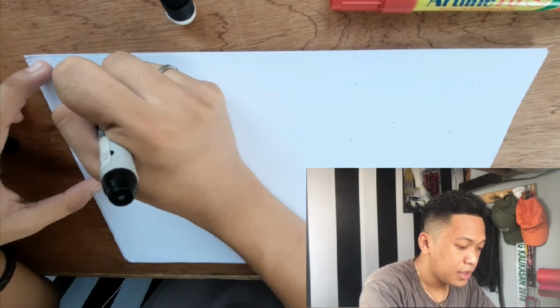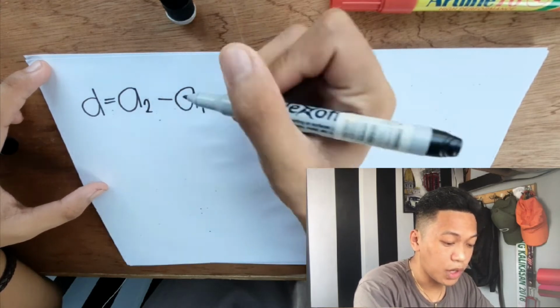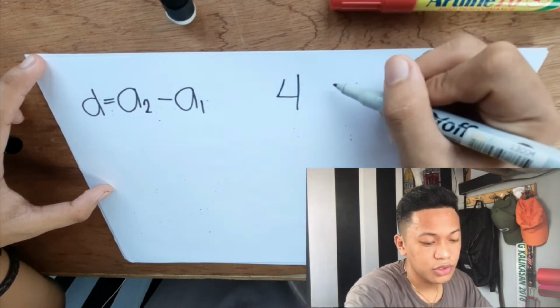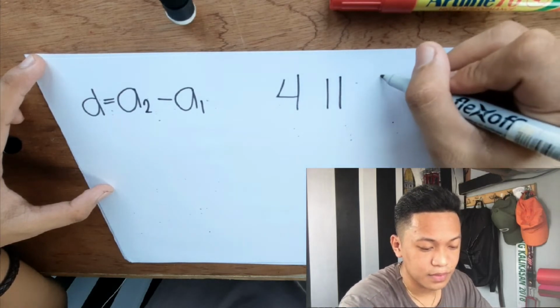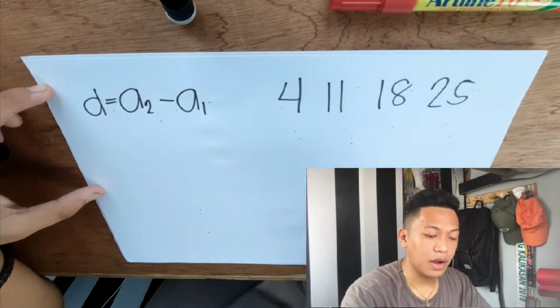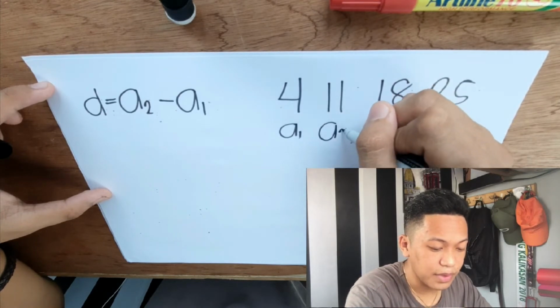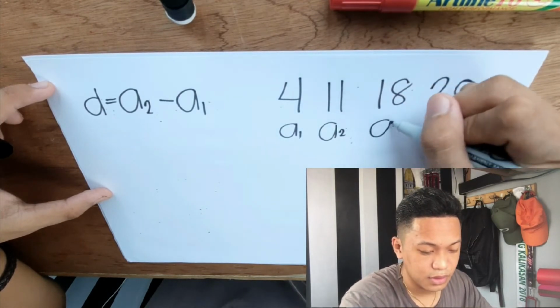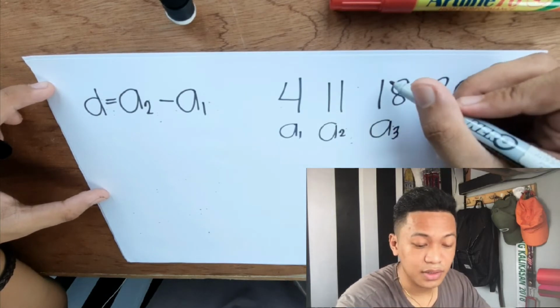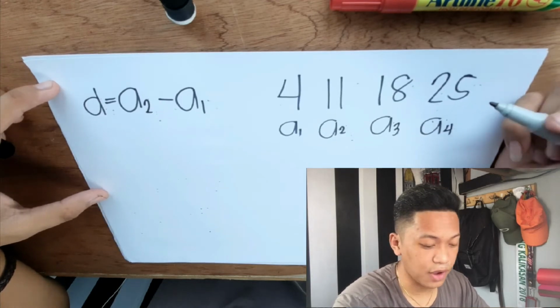To find the common difference between each term, we can use the formula D equals A sub 2 minus A sub 1. So, sulat din natin dito yung ating given kanina. Ang ating first term, which is the A sub 1, is the number 4. Second term, A sub 2, is number 11. Third term, which is A sub 3, number 18. And our fourth term is number 25.